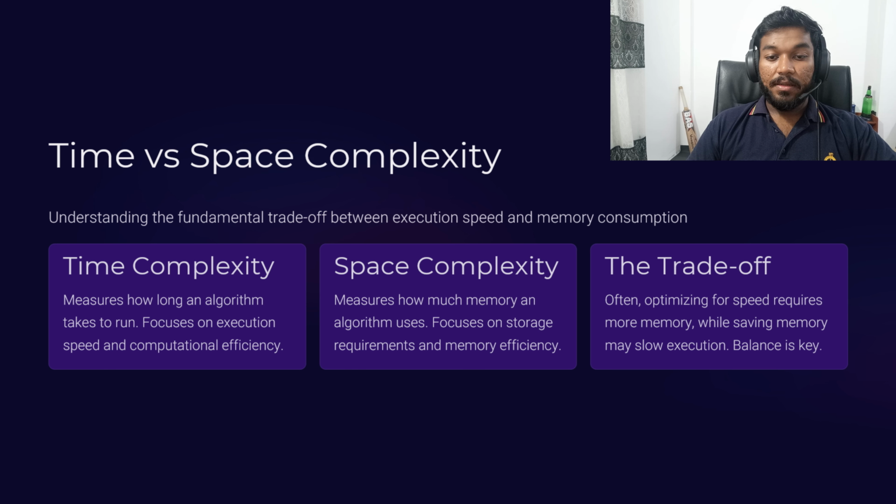Now, let's understand the difference between time complexity and space complexity. Time complexity measures how fast an algorithm runs. Space complexity measures how much memory an algorithm uses. Sometimes an algorithm can be very fast but use a lot of memory, while another algorithm may use less memory but take more time. A good algorithm tries to balance both time and space.